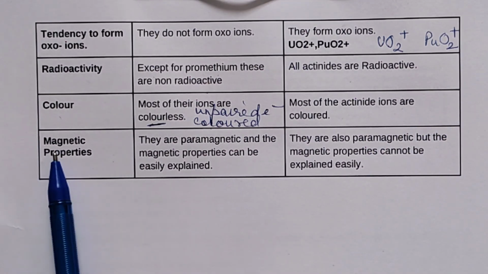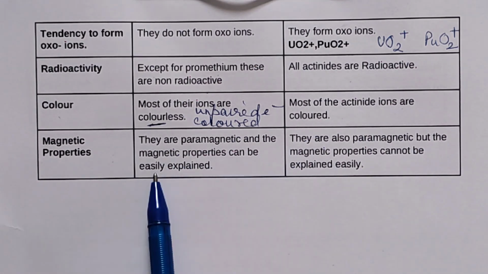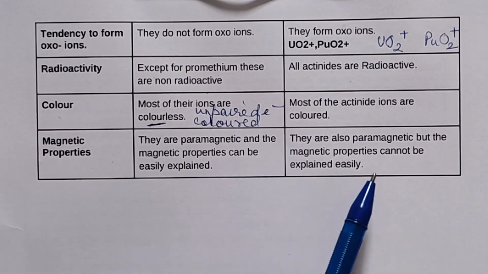Magnetic properties: both are paramagnetic, that is fine. But magnetic properties can be easily explained in lanthanides, and in actinides they cannot be explained easily. Now with this we have completed the f-block elements. Please make notes and learn it. Thank you.